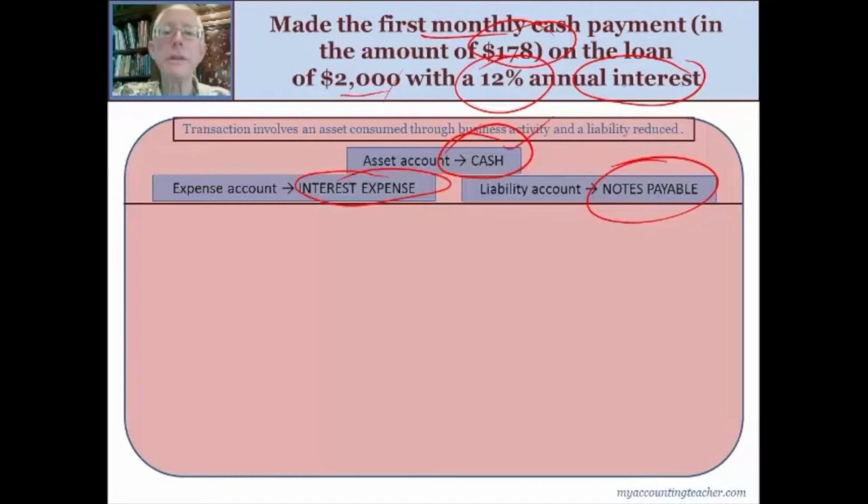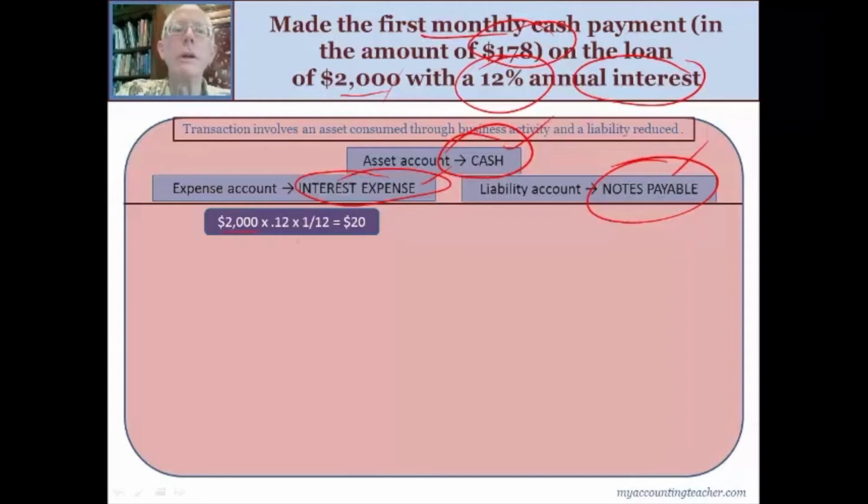So we got three things. We got cash, notes payable, and interest expense. And let's figure out what went up and what went down, what happened here. Well, first of all, let's calculate the interest. It's a $2,000 loan, 12% interest, but it's only been 1 month. So the interest rate, as it says here, is an annual amount. Well, we've only had 1 month, 1/12 of a year.